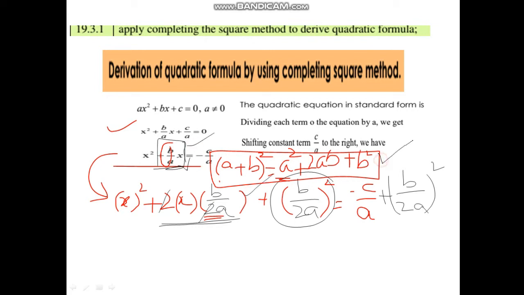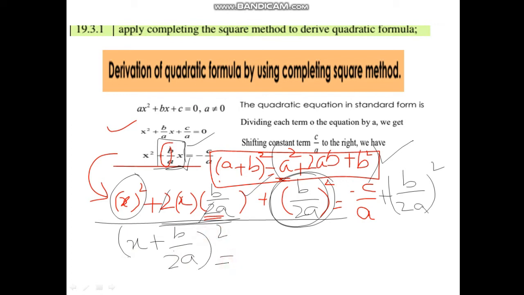This one is the opened form of this algebraic identity, and that is equal to a plus b whole square. In the place of a, you can see there is x, and in the place of b there is b by 2a. So x plus b by 2a whole square is equal to minus c by a plus b square by 4a square.